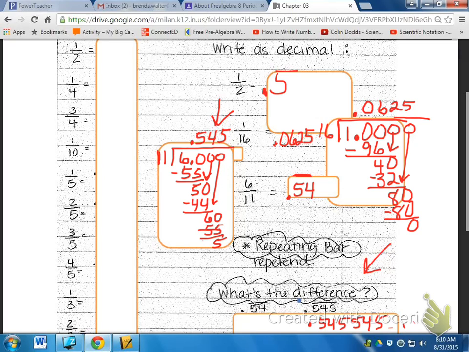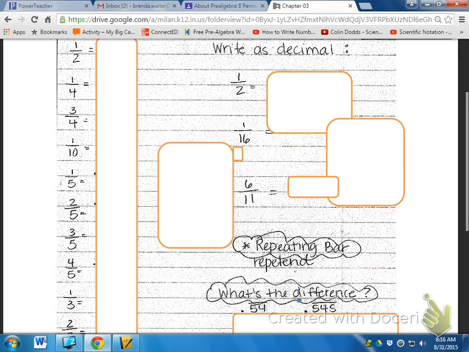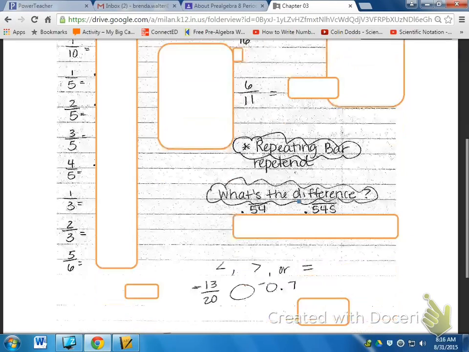The 0.54 repeating is it. So I guess what I want to get to with this is you only write the actual digits that repeat and put the bar over that. Don't do another set. Don't try to get fancy and do something else. Just put the actual digits that repeat, and then that's it. Are there any questions about that, just so that you know the difference between those two? Okay, so let's look and see what else we have down here.